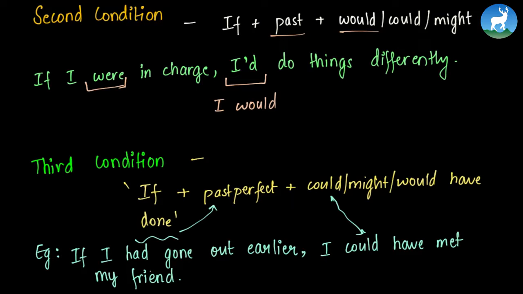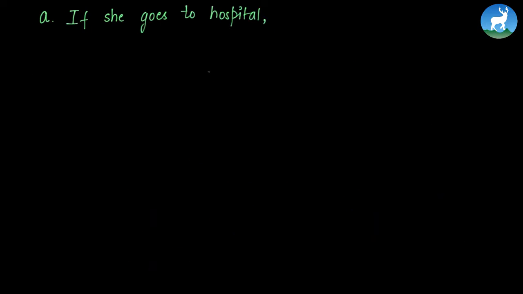Now we will complete sentences with appropriate information. This is a part of our exercise for this unit. So the first incomplete sentence is, if she goes to hospital. Now this is in the first condition form. If she goes to hospital, so goes to is in present form. And now what we must do is use will, can, or may. So we can say, if she goes to hospital, she will be late. This is the second part of our sentence.